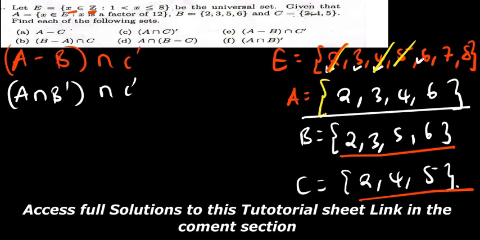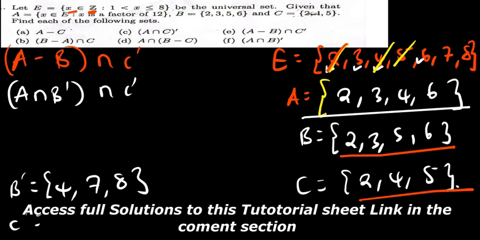Let's start with B. So B complement, it is basically 2 is in B, we can't write it. 3 is in B, we can't write it. 4 is not in B, I'll write it. Okay, what else? 6 is in B, I can't write it, and then I'm going to write 7. Then I'll also write 8. That is B complement.